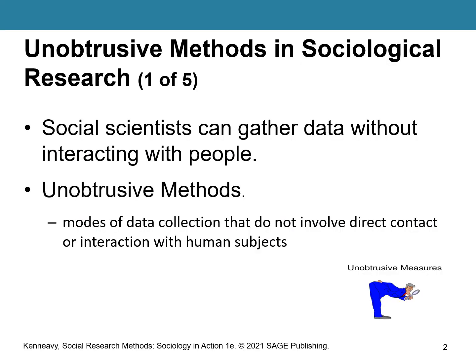Social scientists gather data oftentimes without interacting with people. And some of these methods are some of the things we're going to talk about in this presentation. First, unobtrusive methods in sociological research refers to the modes of data collection that do not involve direct contact or interaction with human subjects. And one of the biggest benefits of an unobtrusive method is that it allows the researcher to collect data without influencing the behavior that they are trying to analyze.